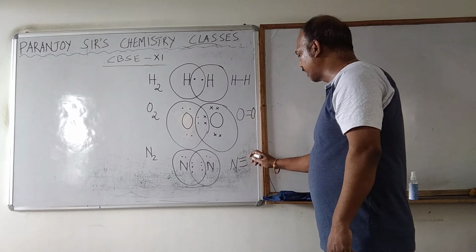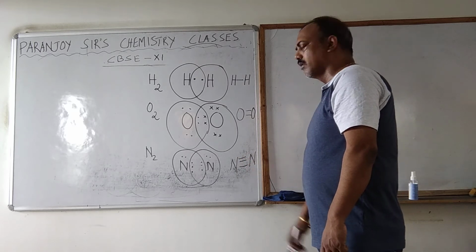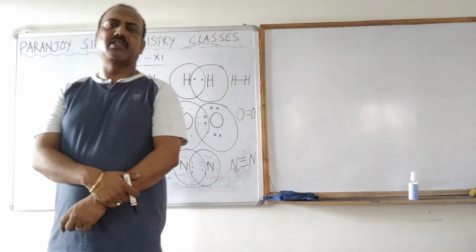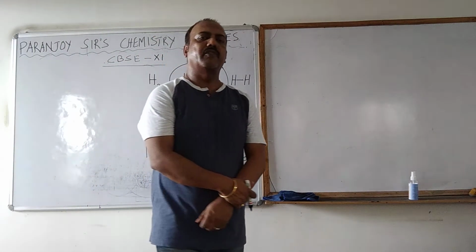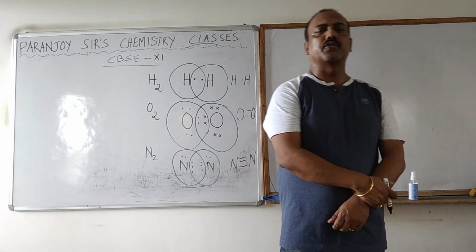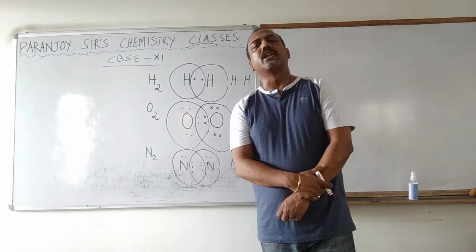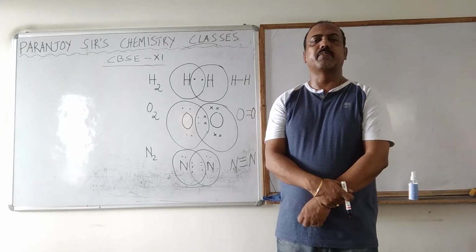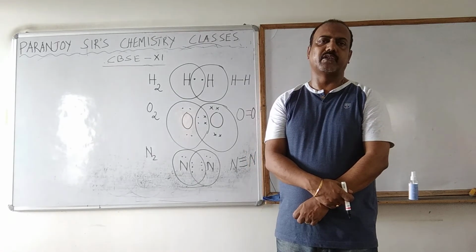So covalent bond can be single, double or triple, depending on the number of pairs of electrons that are shared. If 1 pair of electrons is shared between the 2 atoms, we call it a single covalent bond. If 2 pairs are shared, we call it a double covalent bond. If 3 pairs are shared, we call it a triple covalent bond.